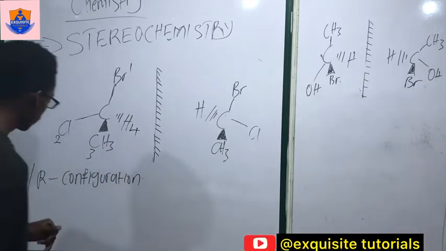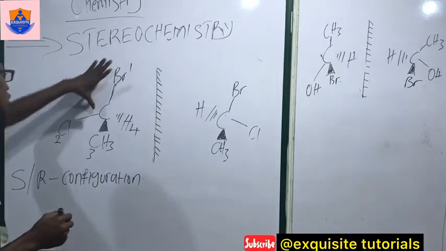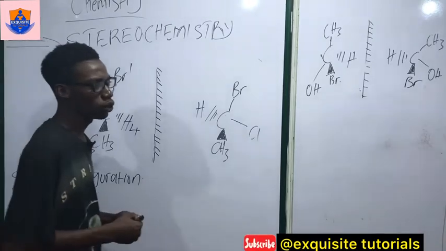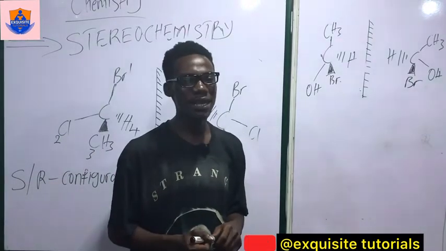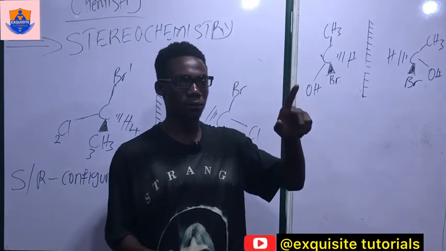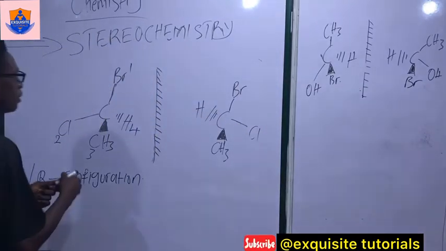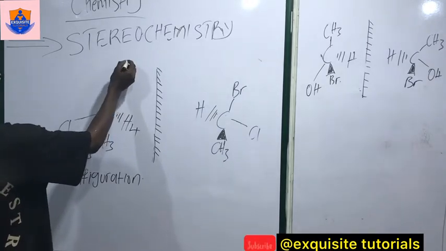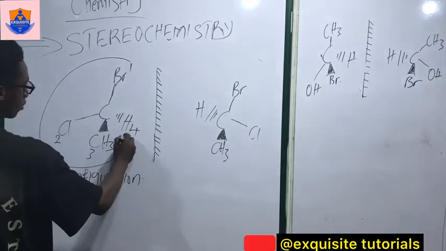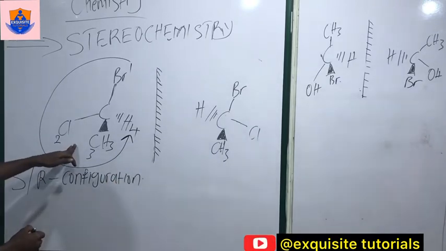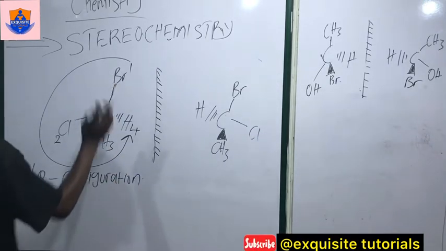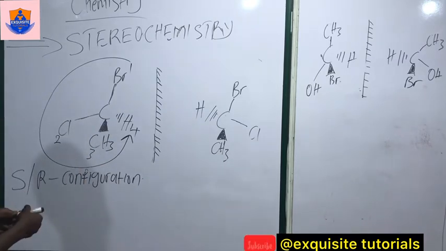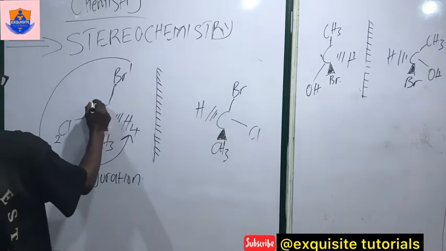So now, how do we know if this is an S configuration or an R configuration? Now, S configuration is for anti-clockwise movement. So if this is 1, we move from the highest priority to the lowest, so we have it like this. So it is 1, 2, 3, 4. If it has an anti-clockwise movement, it is an S configured compound. So we have this carbon as S.